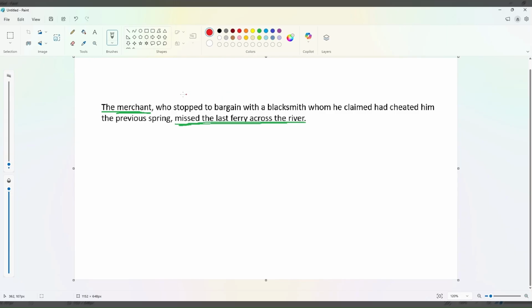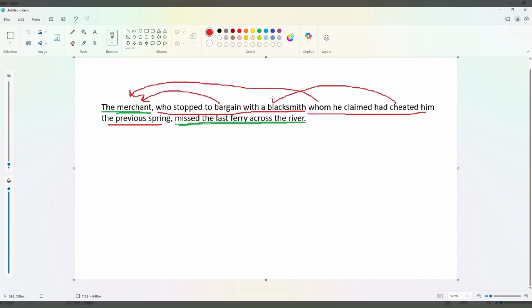But we've got this modifying information. We were trying to give some additional information about our merchant. Our merchant who stopped to bargain with the blacksmith, right? That's modifying him, telling us more about him. And we're modifying again, whom he claimed had cheated him the previous spring. So again, we're modifying the merchant, giving us a little more context about what's going on with this blacksmith. But that's a lot. So what can we do?